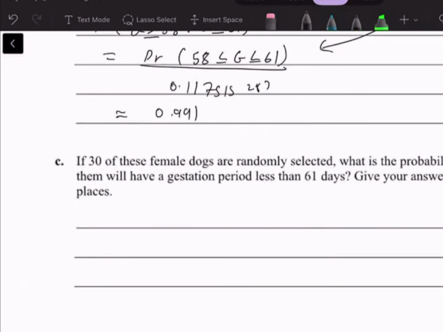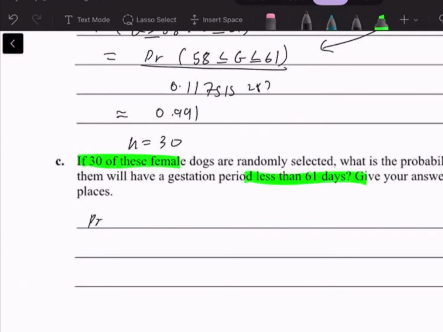So part C, we have 30 female dogs and the probability that 5 or more are less than 61. Now we've moved on to binomial. You can tell by the introduction of a sample number. Don't get confused with sampling though, it's not the same thing. So we have n is 30 and the p-value is the probability that G is less than 61, which we found in the previous questions.